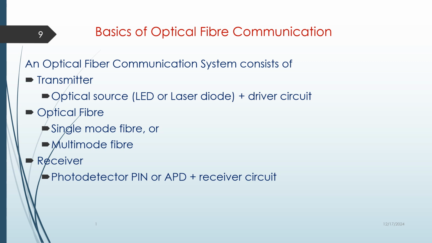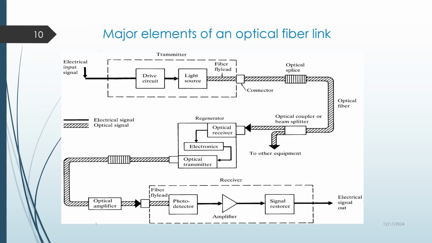The optical fiber may be a single mode fiber or a multi-mode fiber. In the receiver part, again the light signal will be converted to an electrical signal by means of a photodetector, generally a PIN photodetector and an avalanche photodetector. So these are the major components of an optical fiber link.